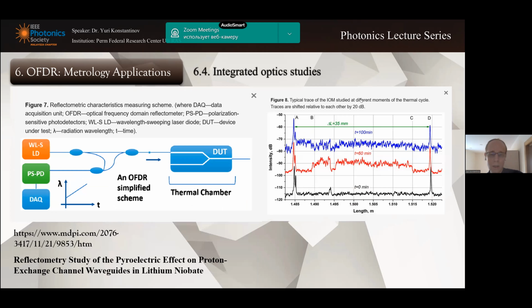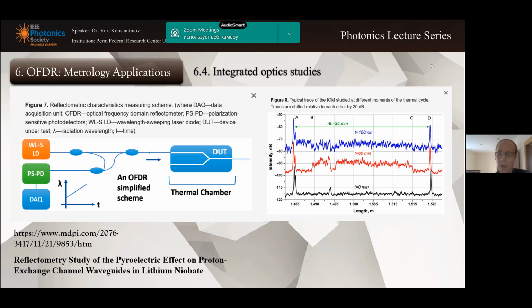Then we consider the integrated optical studies. This is the publication of our laboratory too. Not like the previous one, but like the publications a couple of slides before. So this is related with the integrated modulator tests in the thermal chamber. Here we performed the study of the piezoelectric effect on proton exchange channel waveguides in lithium niobate.